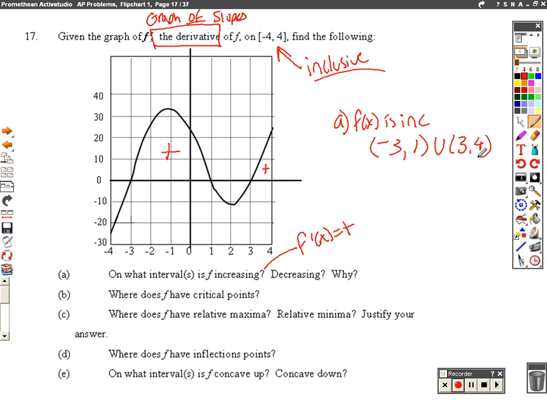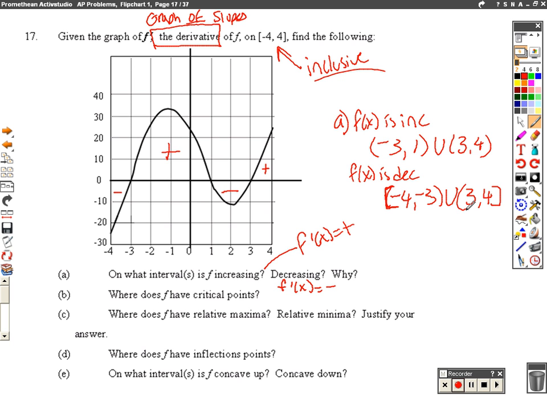We also want to know when it's decreasing. It's decreasing when f prime of x is negative. So this is my reason why, by the way. I'm just writing my reason why here. So f of x is decreasing. It's negative below the x-axis. So that would be -4 to -3. And we can actually include that endpoint -4 because once again it's inclusive right up here. And it's also happening from 3 to 4. Including 4, not 3.